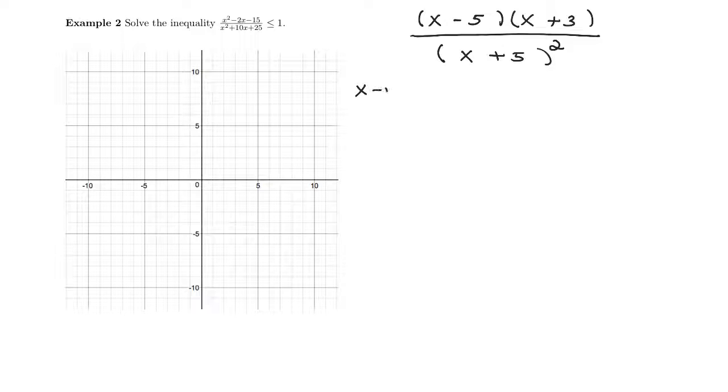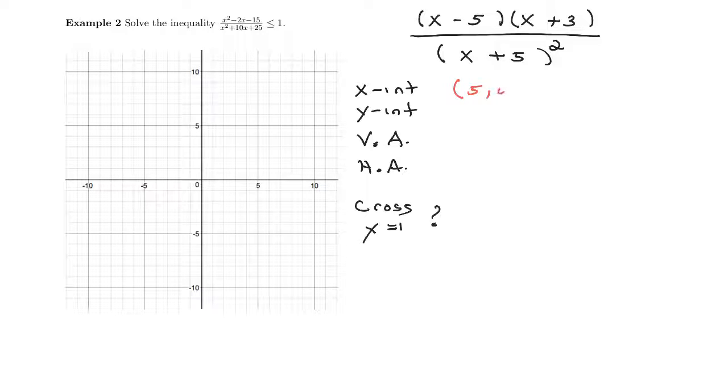So again, my x-intercepts, y-intercept, vertical and horizontal asymptotes. I'm going to assume that 1 is the horizontal asymptote. I think it will be. But just listing these things out, my x-intercepts are going to be (5, 0) and (-3, 0). My y-intercept is going to be a negative number this time. It's going to be (0, -15/25). So it's going to be negative altogether. If I cancel a factor of 5, I get -3/5.